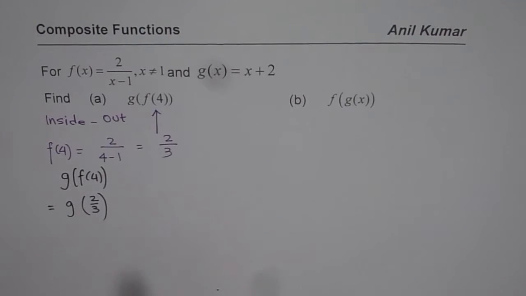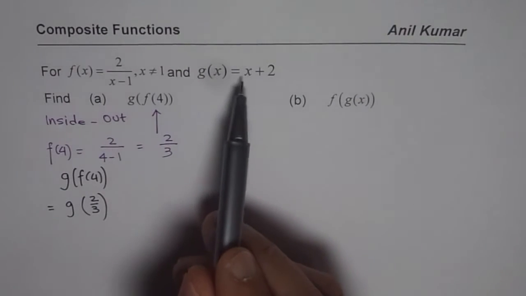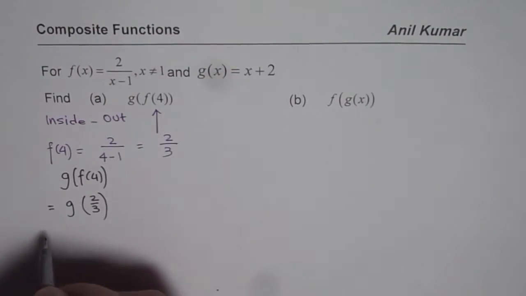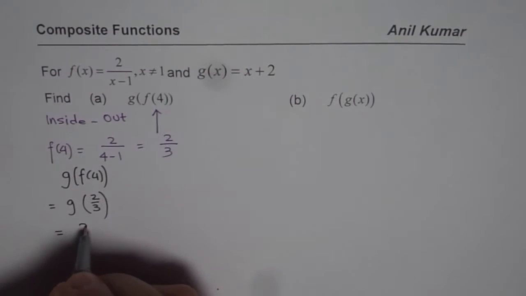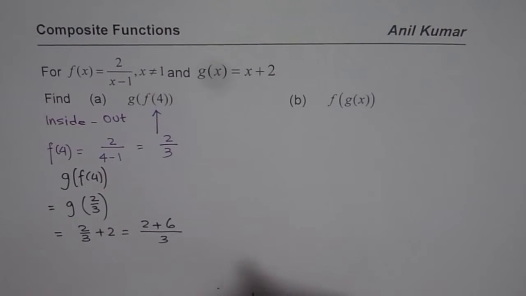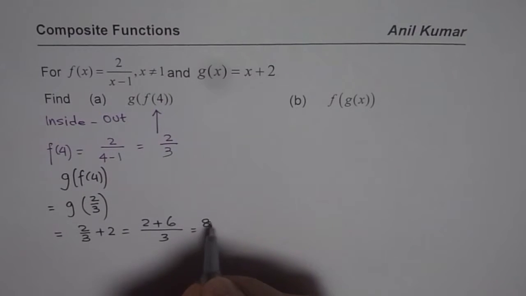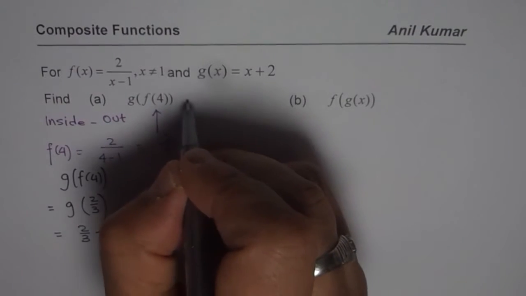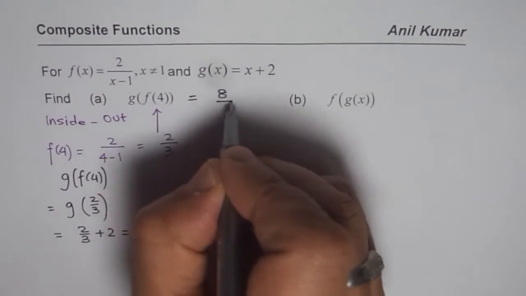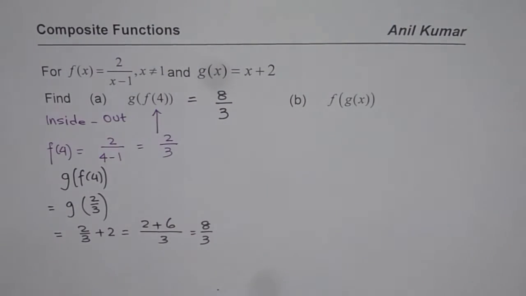Now g of 2 over 3 really means, g of x is x plus 2, so you have to substitute 2 over 3 for x, correct? So that is equal to 2 over 3 plus 2. Taking common denominator of 3, we get 2 plus 6, and that gives you the answer 8 over 3, right? So we know g of f of 4 is 8 over 3. So that is how it should be solved.